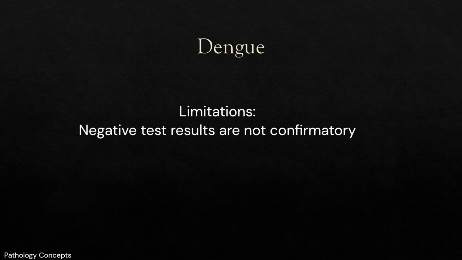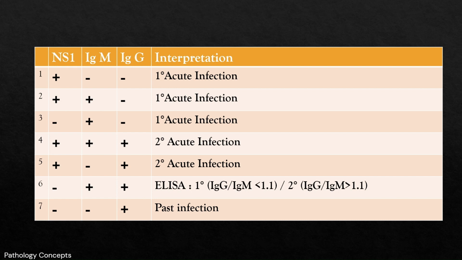The limitation of this rapid card is that negative test results are not confirmatory, and confirmation can be done by virus detection by molecular method. This table shows positivity of NS1, IgG and IgM antibodies and its interpretation.